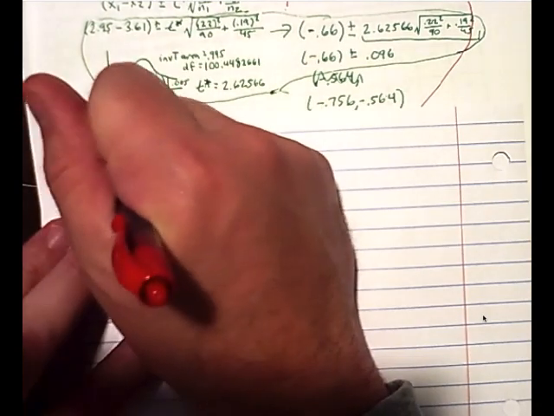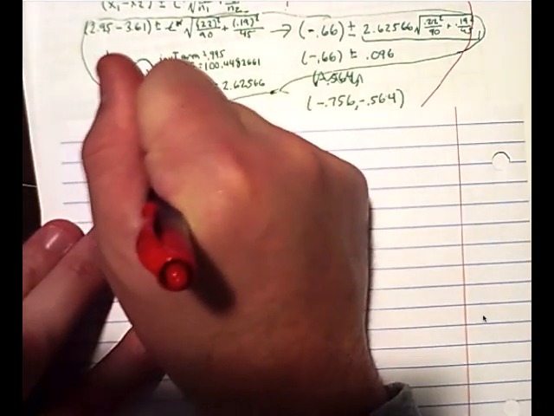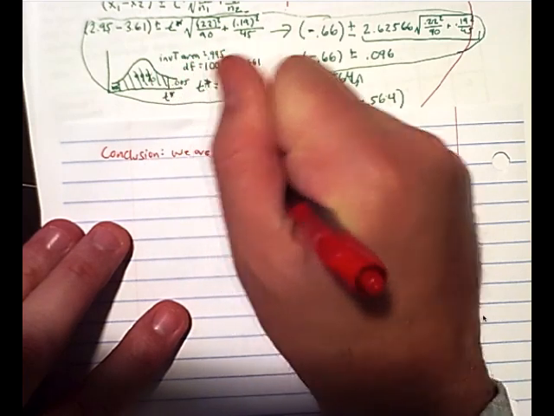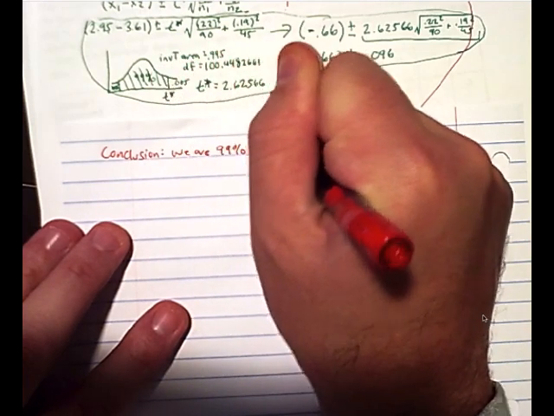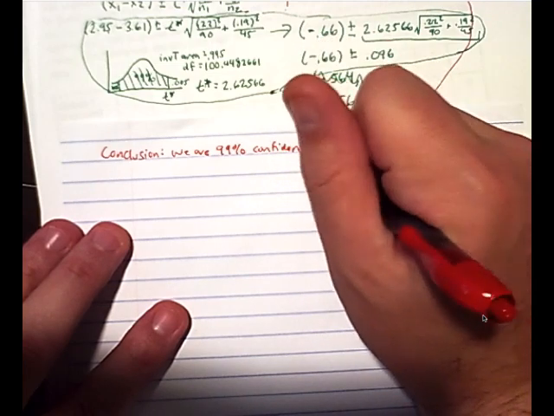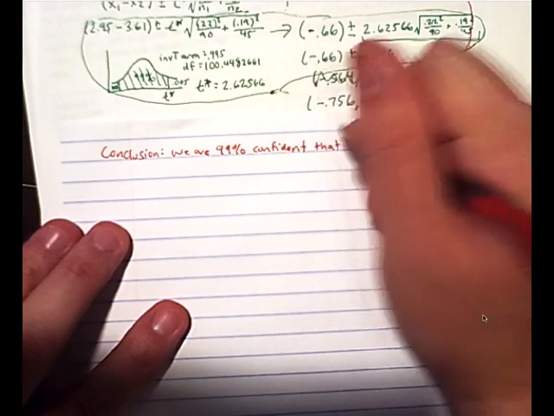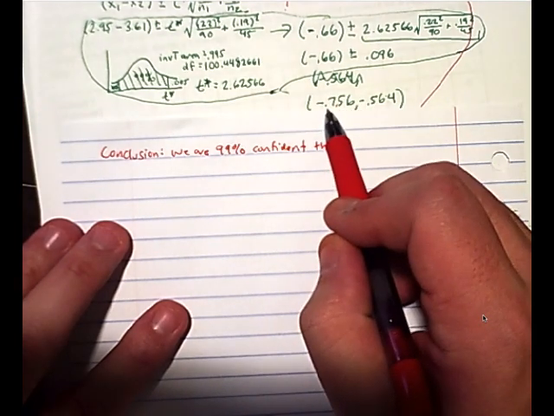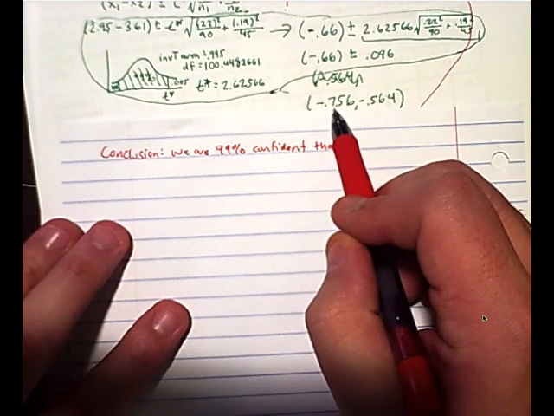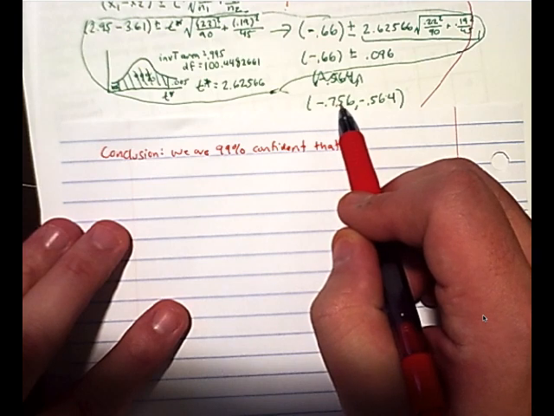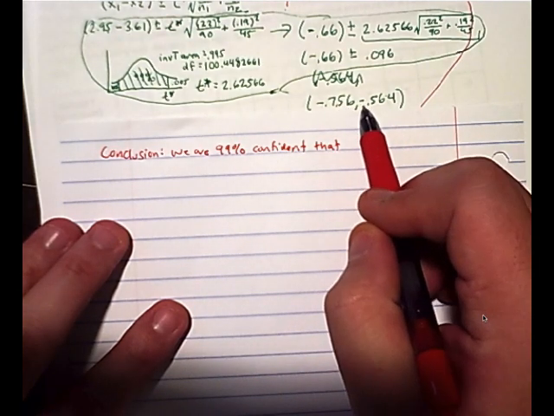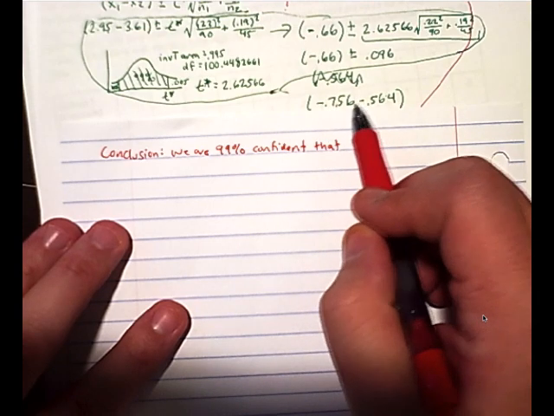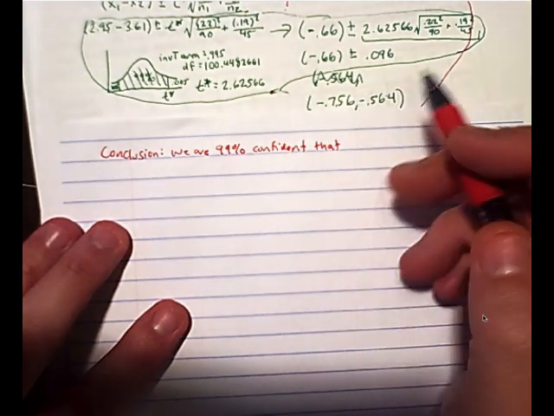So, conclusion. We are 99% confident. What does this actually represent? That the true difference is somewhere between 75 cents and 56 cents, but it's minus, so it's less. So July was less than September.